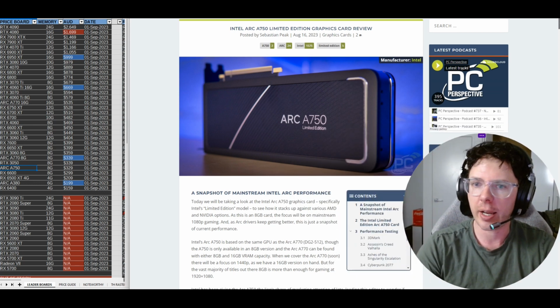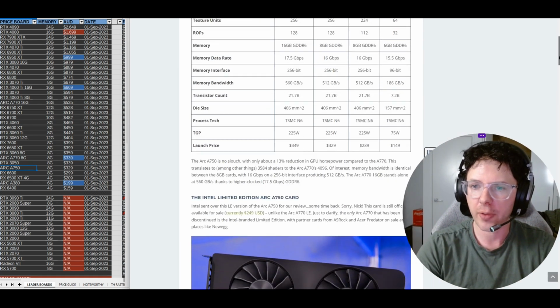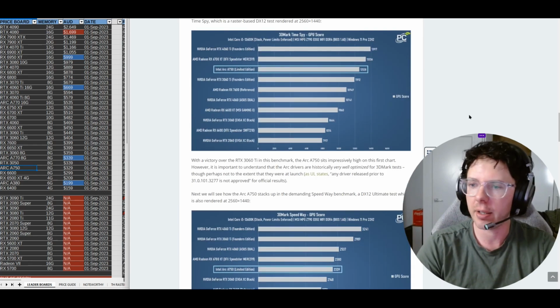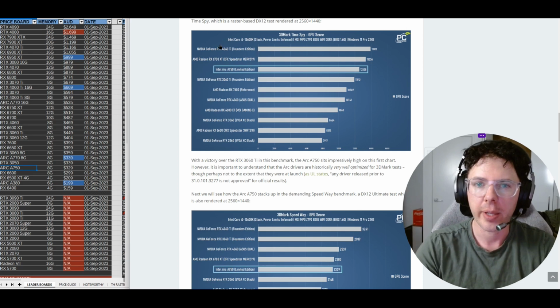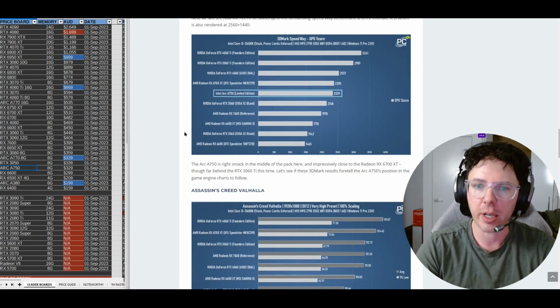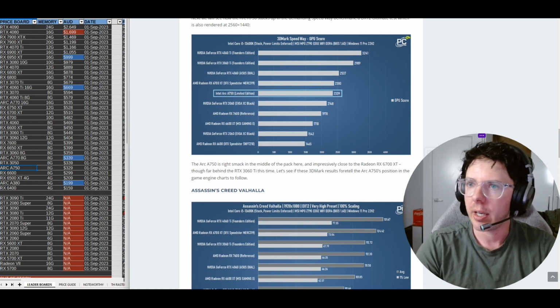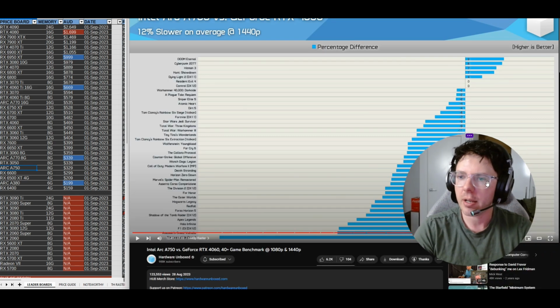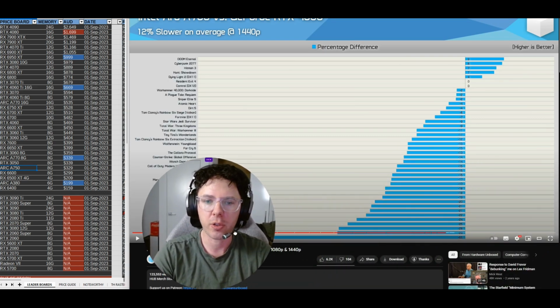Now, in their testing of the A750 with the new graphics drivers, they've actually shown that on a lot of occasions, this card is now performing so well that it's above the 3060 Ti. In some instances, it's above the 7600. And if you take a look at the Hardware Unboxed results, they concluded that it's a total of just 12% slower than the RTX 4060.